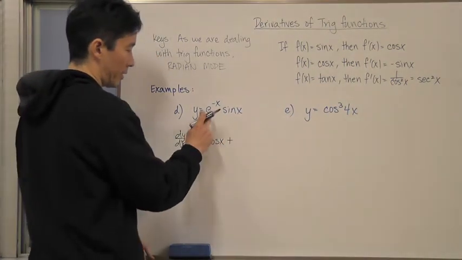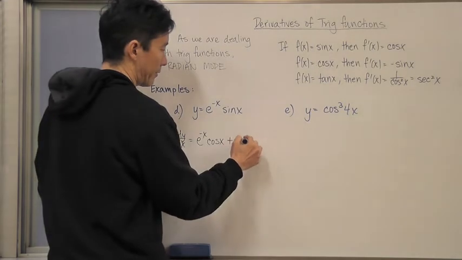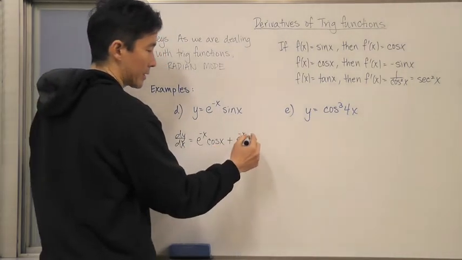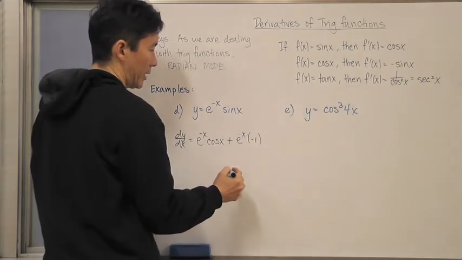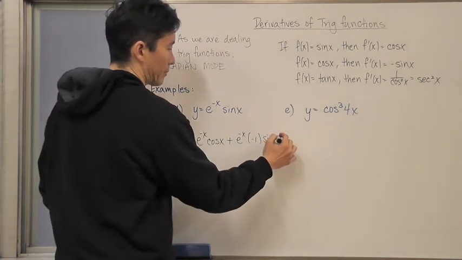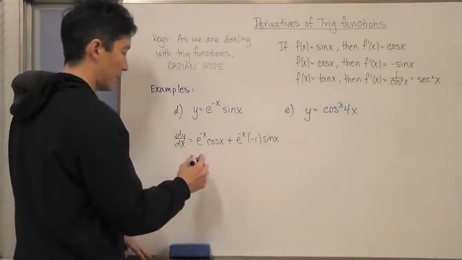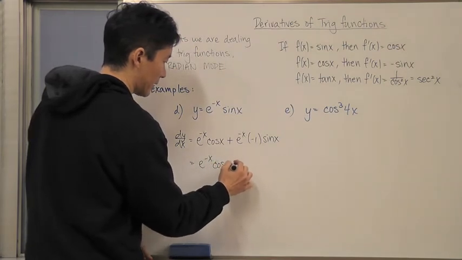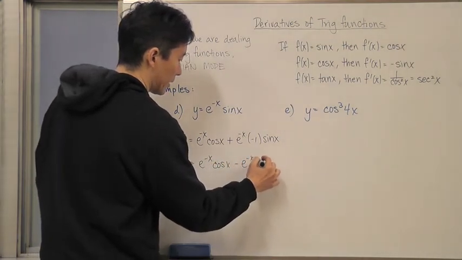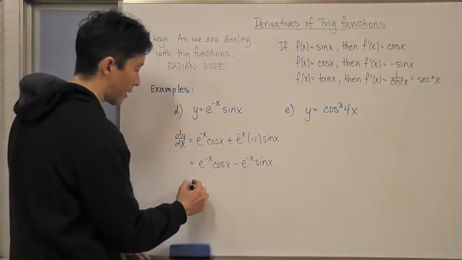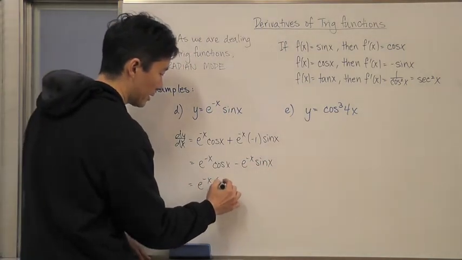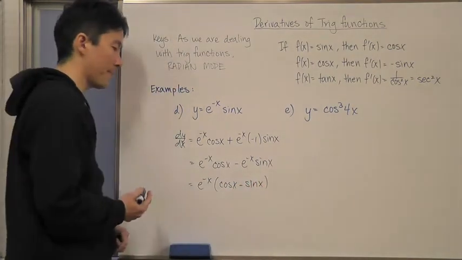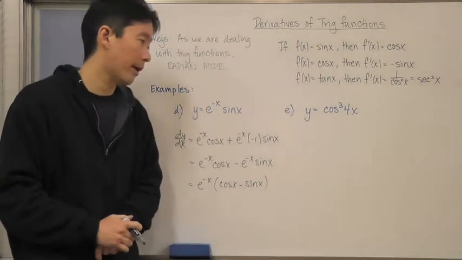plus, now let's take the derivative of this. Well, the derivative of e to the negative x is just e to the negative x times the derivative of negative x. So that's just going to be negative 1. And then times the sine of x because we have to hold that constant. So what we come out with then is e to the negative x cosine x minus e to the negative x sine of x. And we can factor out the e to the negative x. This is just going to be cosine of x minus the sine of x. Okay? So we can come up with that derivative there.